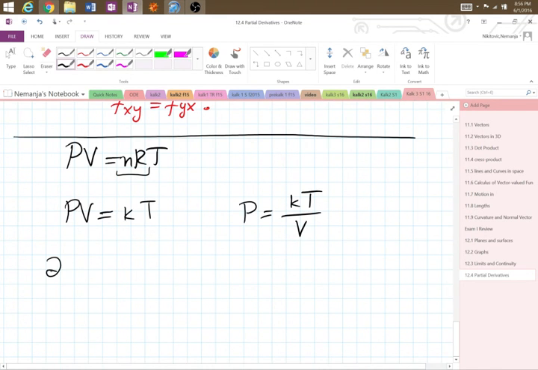Now, can anyone tell me physically what this question means? The partial derivative of pressure in respect to volume. What are we trying to learn? As volume changes, how does it affect pressure? Okay.